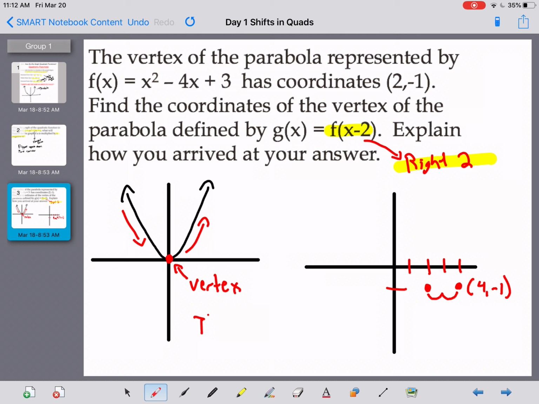So the new vertex of g of x is 4, negative 1.